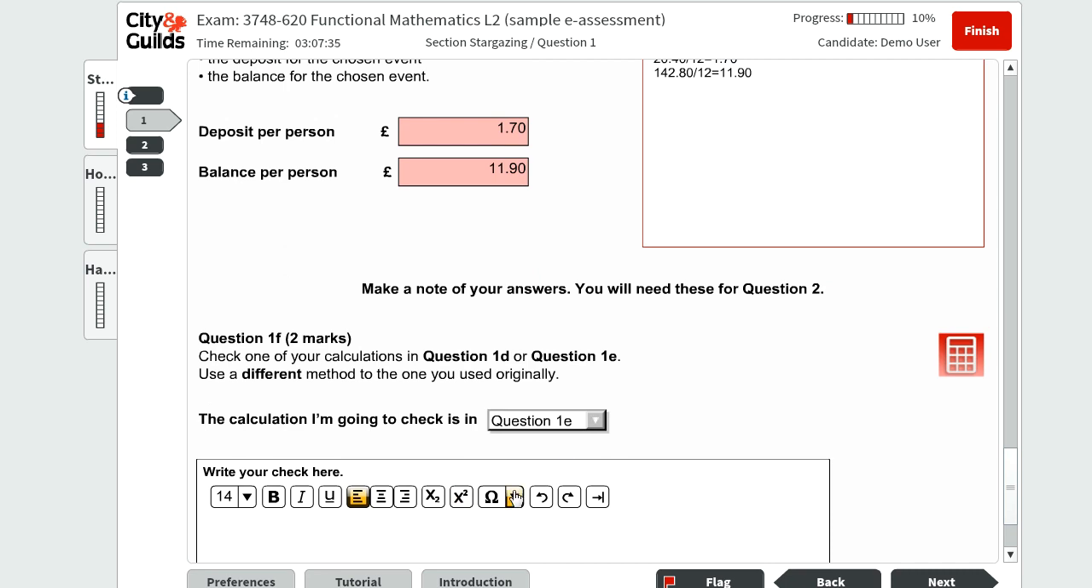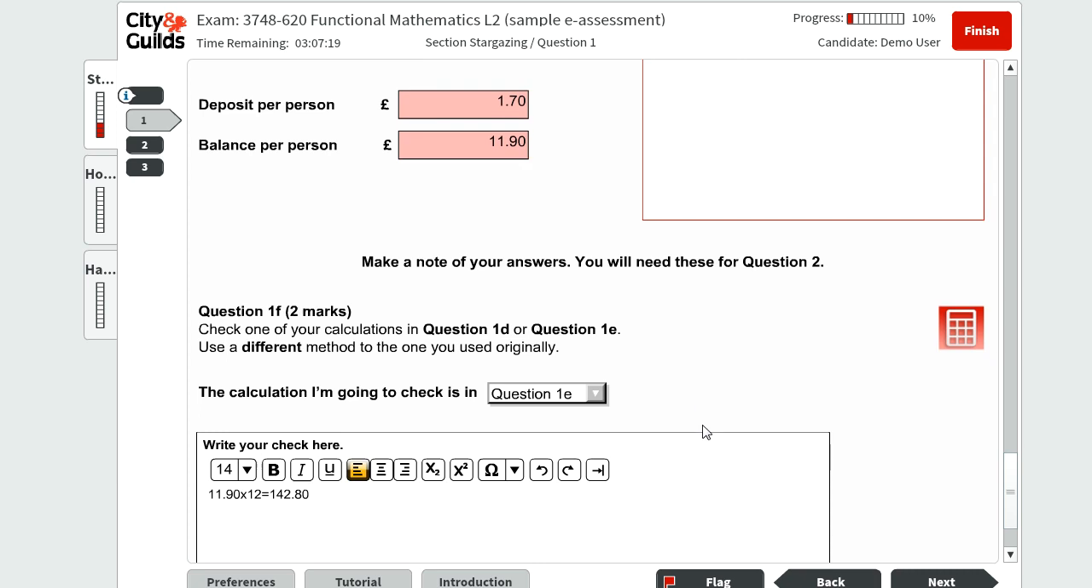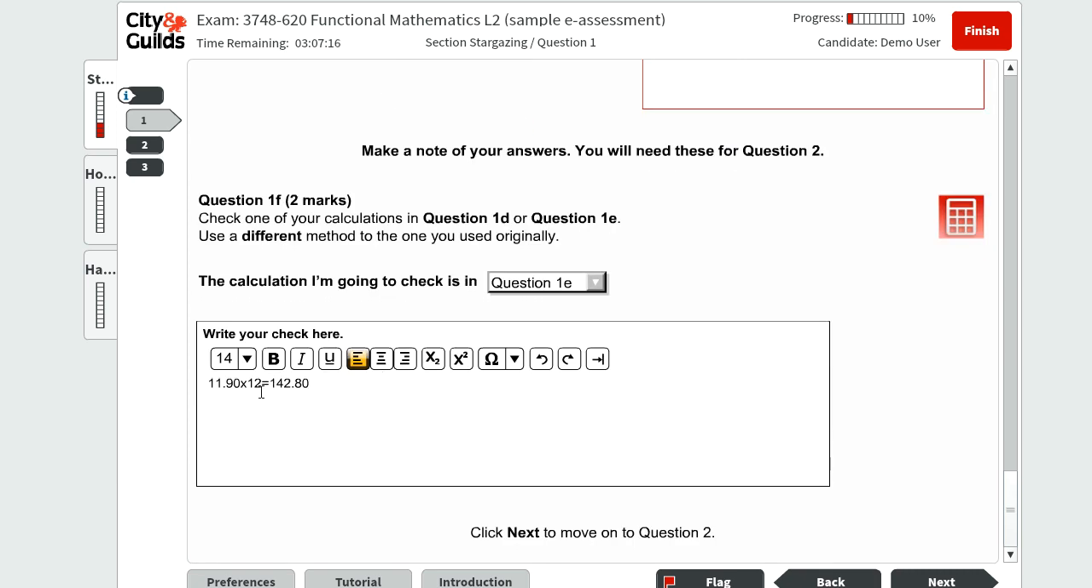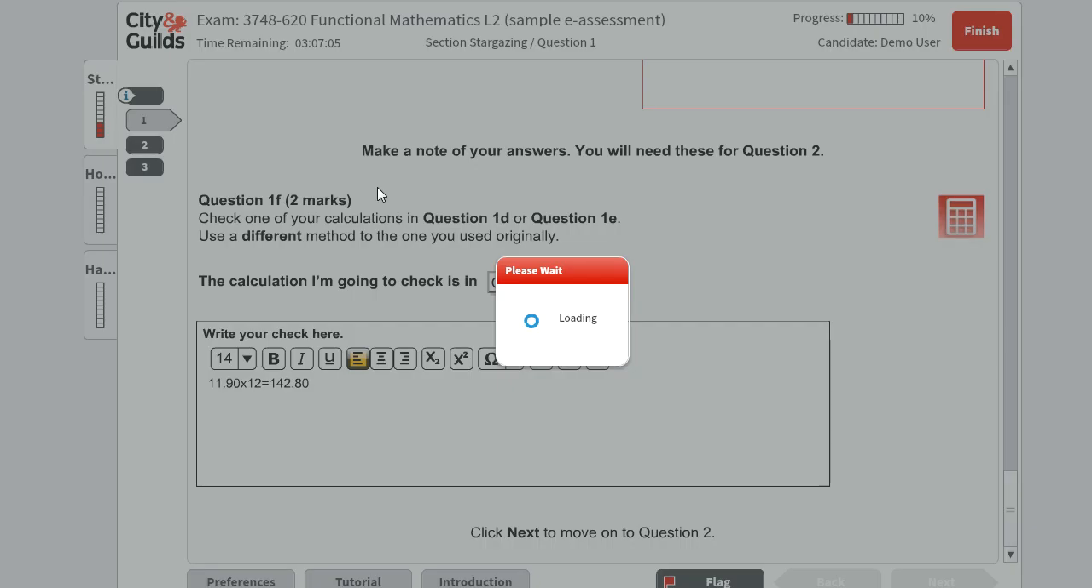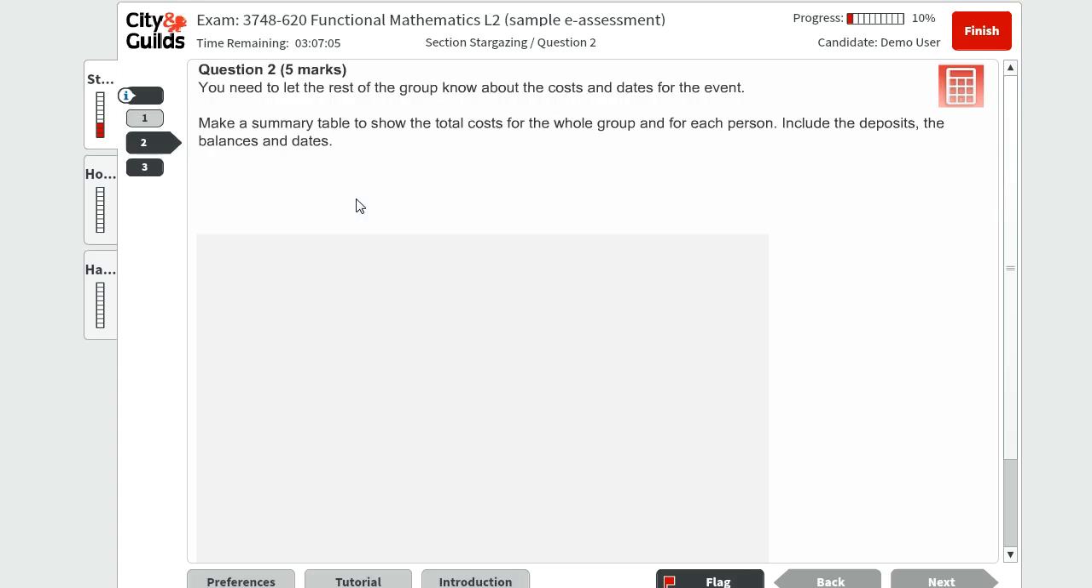So let's pick 1E. We have 11.90 times 12 equals 142.80. This is our reverse. We start with the answer, we multiply with the middle value to get to the original value we started with. And this is how we get to points. You don't have to explain anything in your check of calculation for the working out. If you click next, we'll move on to the next question.